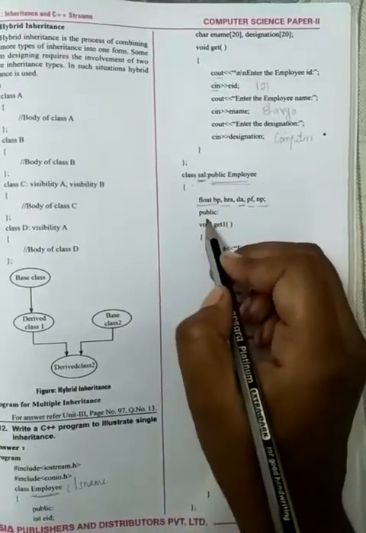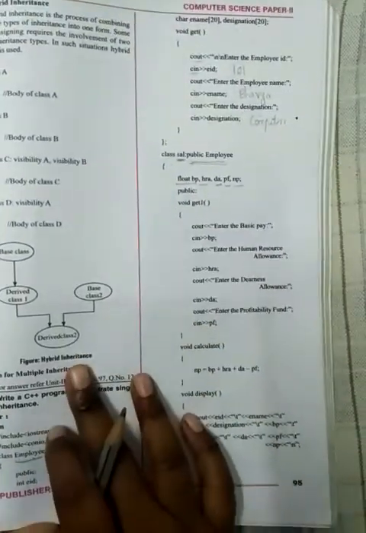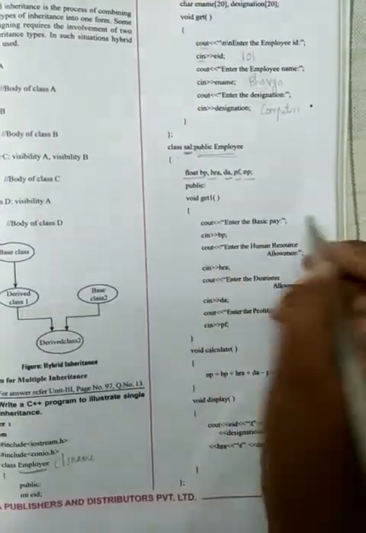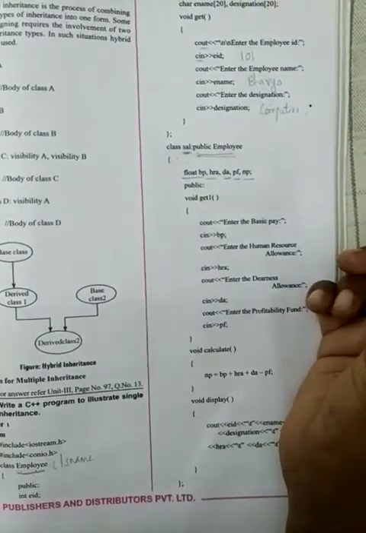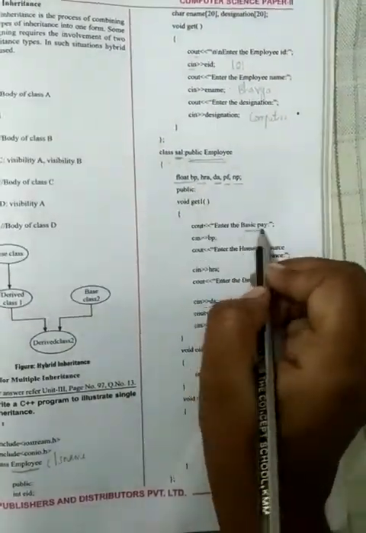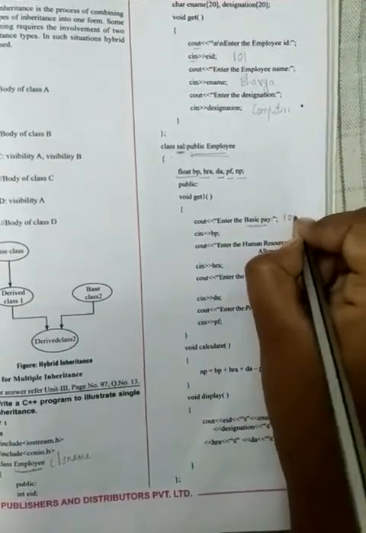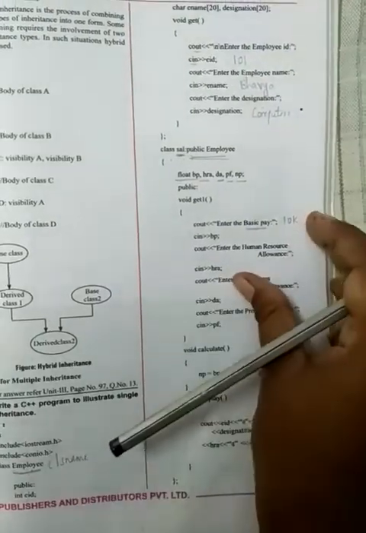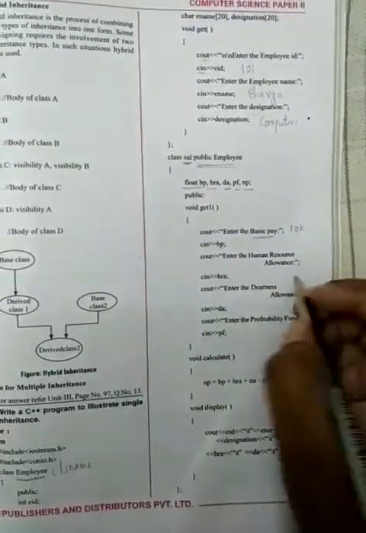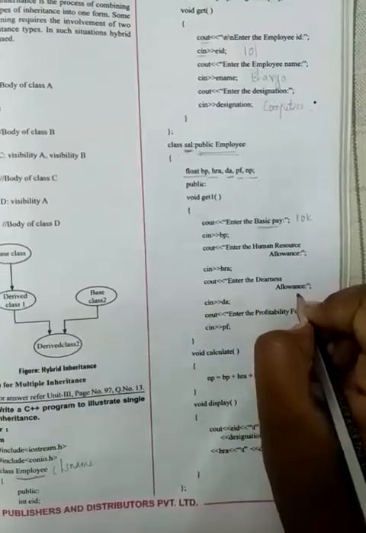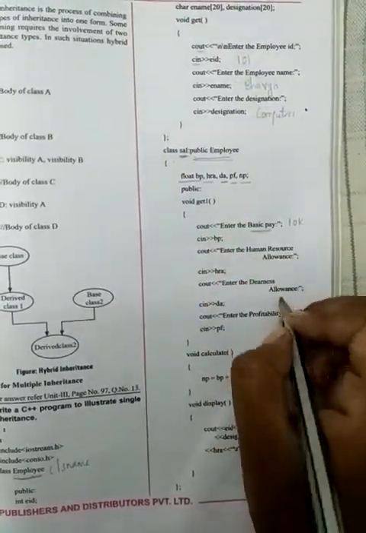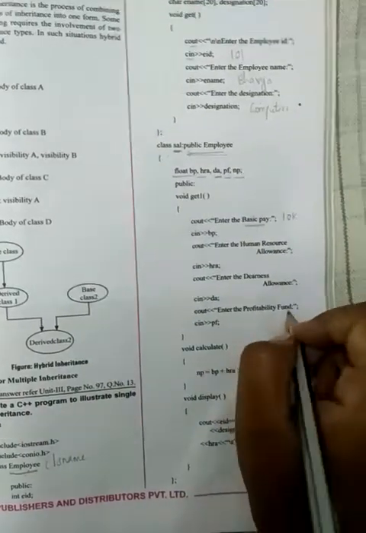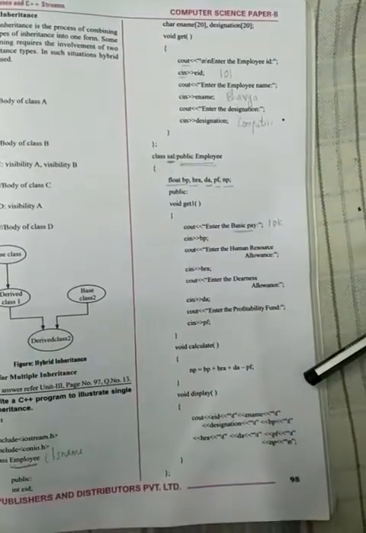Next we take public, and in that public I'm choosing void get. In it you enter the basic pay, how much they are taking. bp means basic pay. Suppose 10k is the basic pay. Enter the house rent allowance, enter the dearness allowance also, where da means dearness allowance, and whatever provident fund, pf, deductions they have. You need to calculate all these.